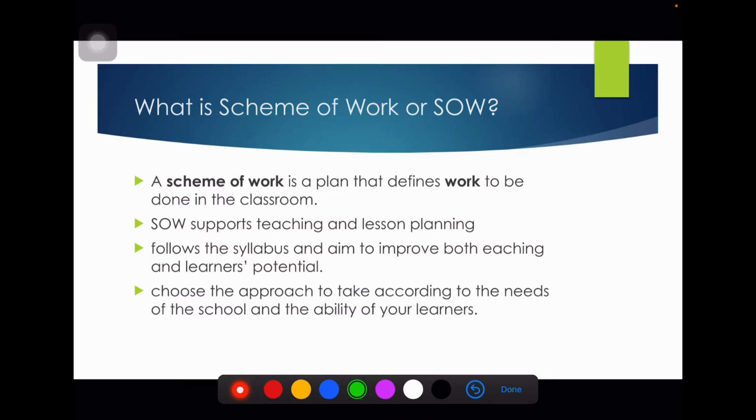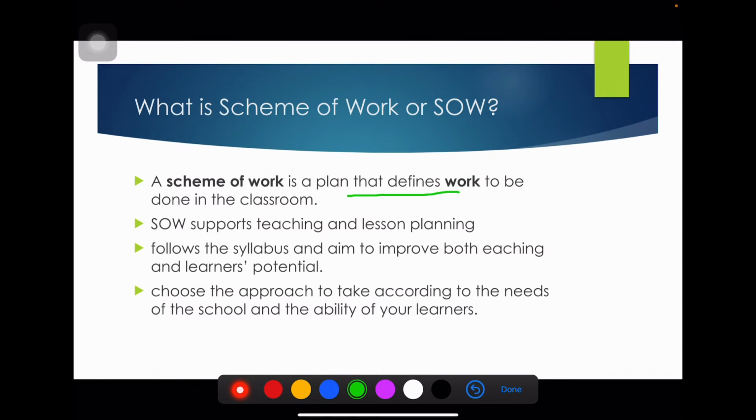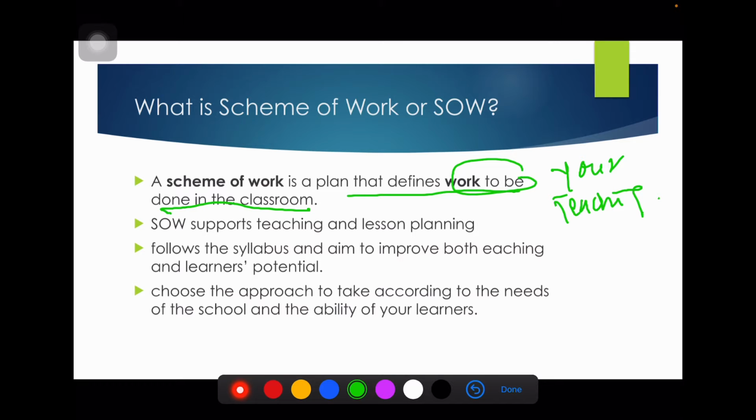So a scheme of work is a plan. It is a plan that defines work to be done in the classroom. Work to be done in the classroom is actually your teaching. Right, so SOW for short. SOW is actually a scheme of work. It supports teaching and lesson planning.